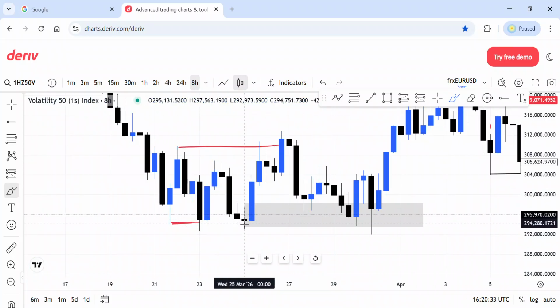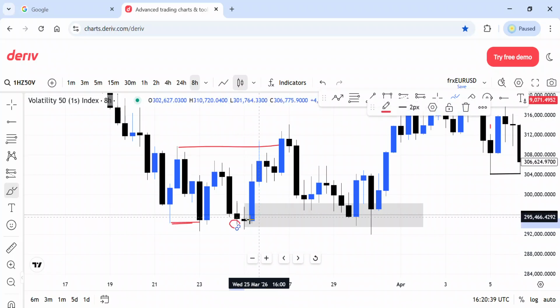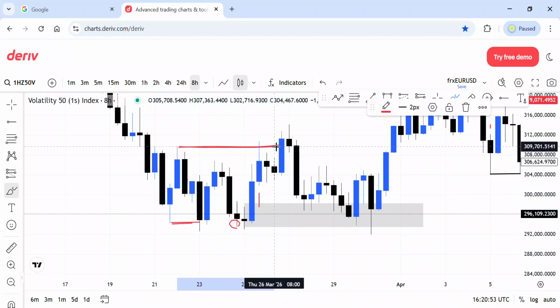This doji candlestick wicked out from the previous one. That is number one, the liquidity sweep. Number two, it is unmitigated. Number three, there is a fair value gap, and number four, it led to a breakout structure.